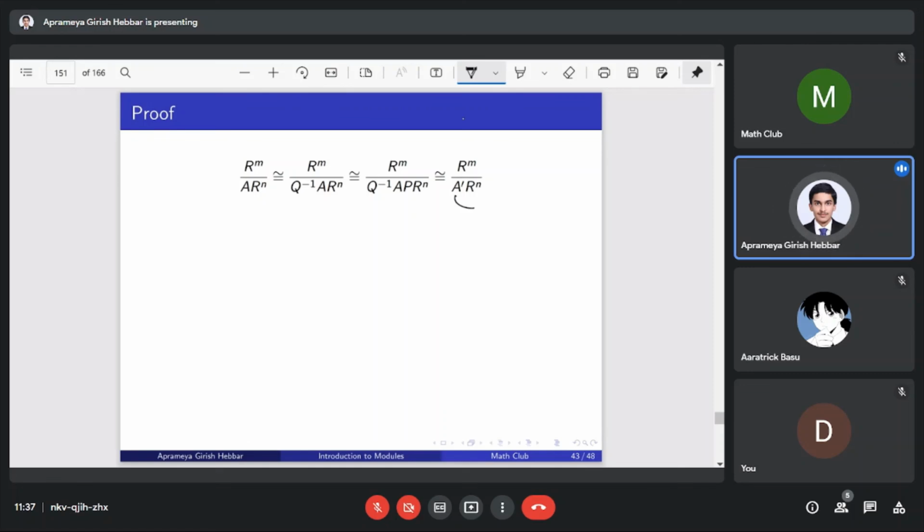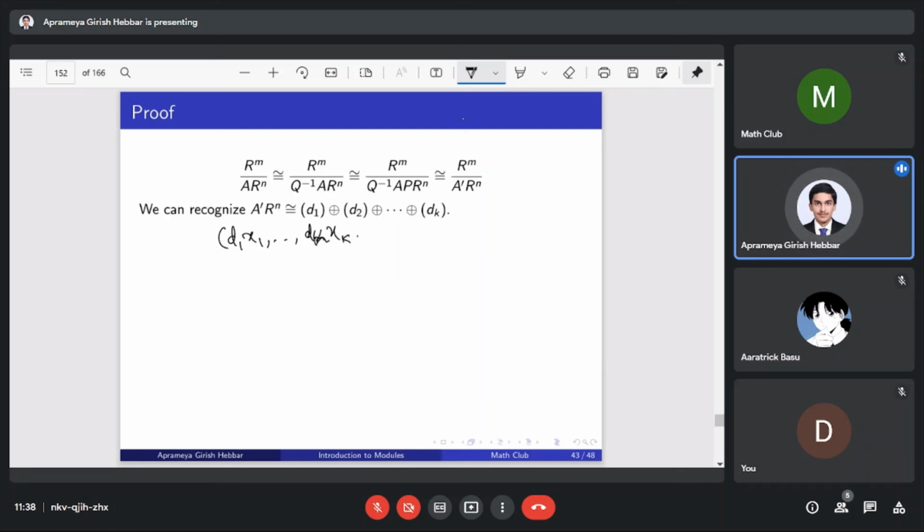And A′, you know, is of very simple form: d_1 up to d_k, and the rest are zeros. Now what you can do is recognize A′Rⁿ as the direct sum of d_1R, d_2R, up to d_kR. This is because, again, this is very simple. Any element of A′Rⁿ is (d_1x_1, d_2x_2, up to d_kx_k), and a bunch of zeros at the end.